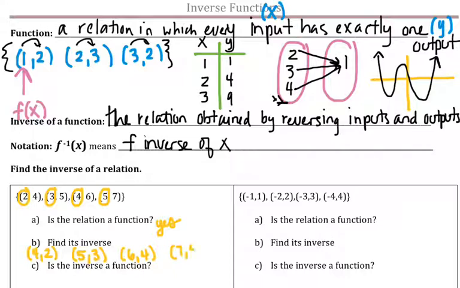And then we ask ourselves, is the inverse a function? So in this situation, we're looking at our new x's, 4, 5, 6, and 7. Notice that none of them repeat either. So is the inverse a function? Yes, it is. Now let's try another one of the problems like this.